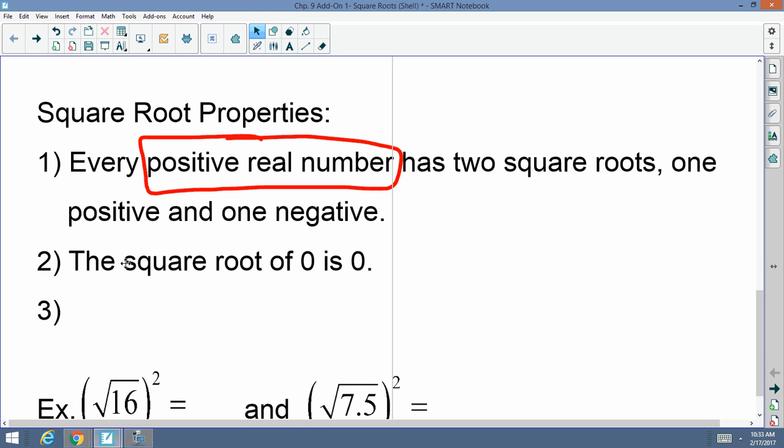The square root of 0 is 0, guys. I know that some of you may say, why did he even say that? Because some people get lost on that.